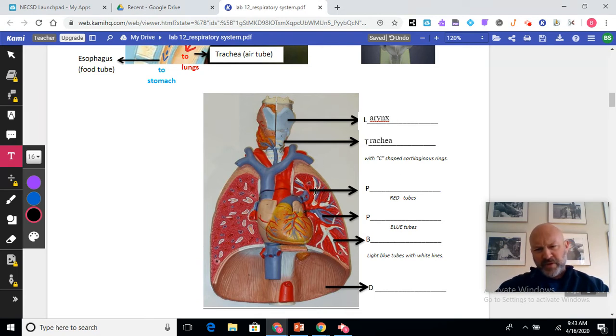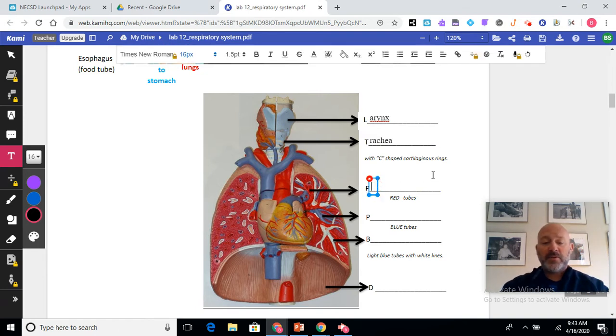So what are we looking at over here? We're looking at different tubes inside the lungs. There's three different tubes really inside the lungs. There's arteries, there's veins, and then there's the bronchial tubes. Two of those tubes are carrying blood. One of those tubes is carrying air. All right, so the red tubes are carrying oxygenated blood towards the heart. Because they're going towards the heart, they have to be veins, right? Specifically, these are going to be pulmonary veins.